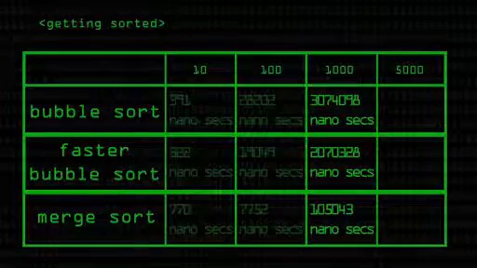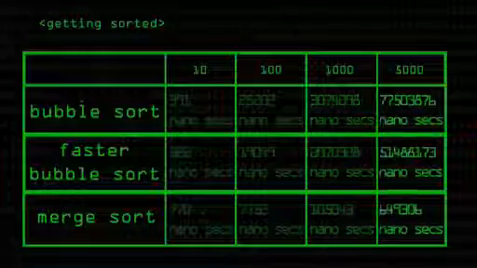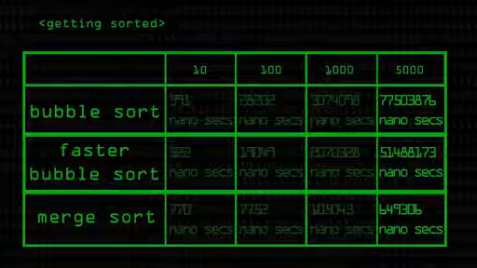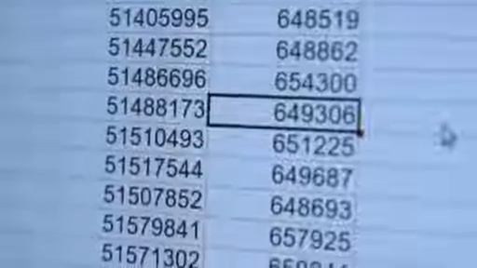With a small n, it doesn't really make much difference, but with a big n, it makes a world of difference. It's really important. Okay, so at 5,000, it was taking 77 milliseconds to sort with bubble sort, 51 milliseconds to sort with a better bubble sort, 0.65 of a millisecond to do merge sort.